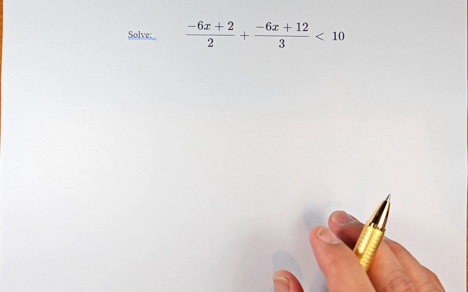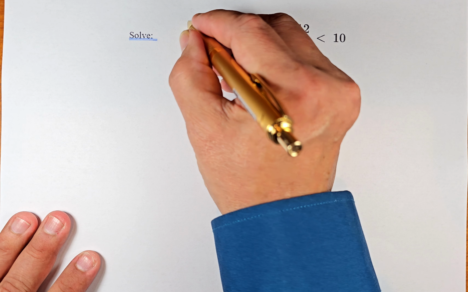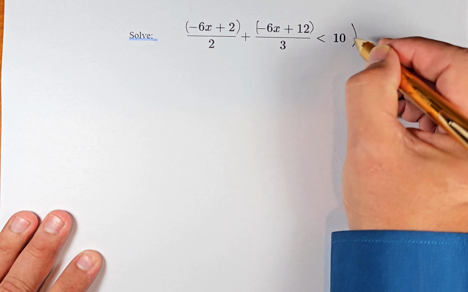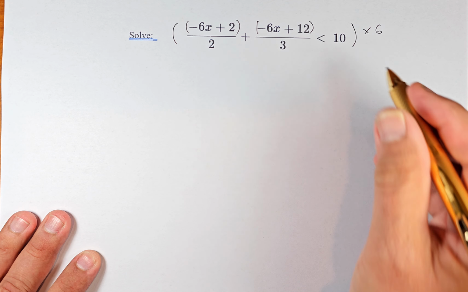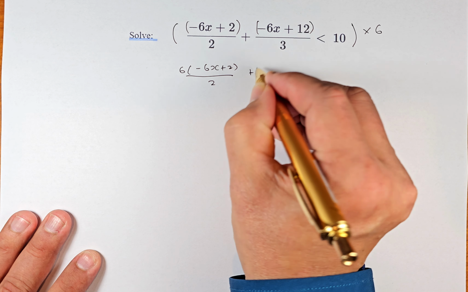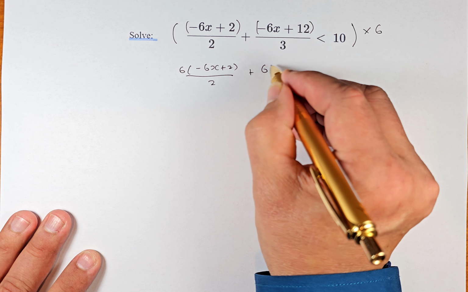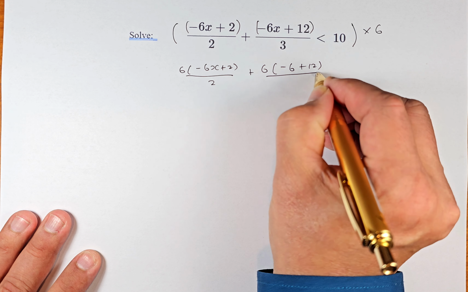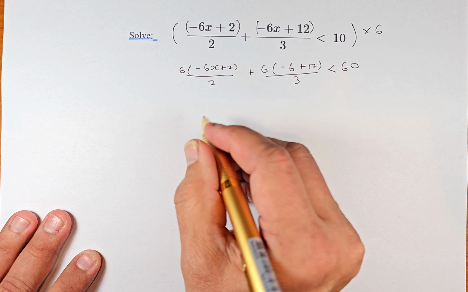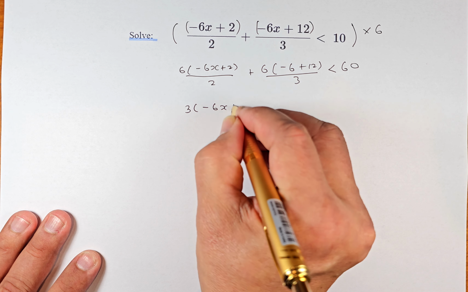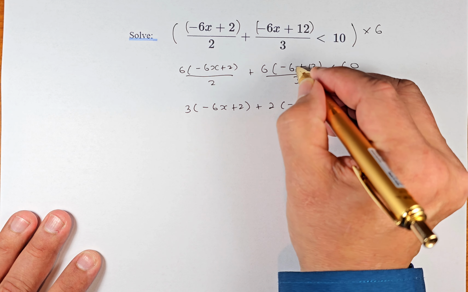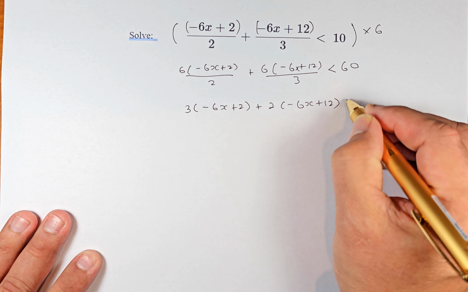This time you have to change the inequation. As I said before, put a bracket because it's the whole thing. So what we do, 2 and 3 again. We're going to multiply everything by 6. So 6 bracket minus 6x plus 2 over 2. The second expression is 6 bracket minus 6 plus 12 over 3. And on the right hand side, 10 times 6 is 60. Now we simplify. 6 divided by 2 is 3 times minus 6x plus 2. On this side, 6 divided by 3 is 2 times minus 6x plus 12, and then less than 60.